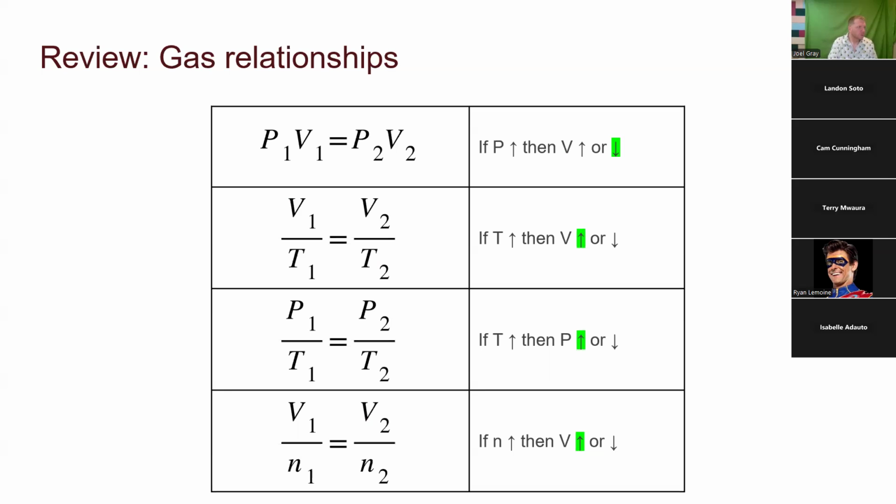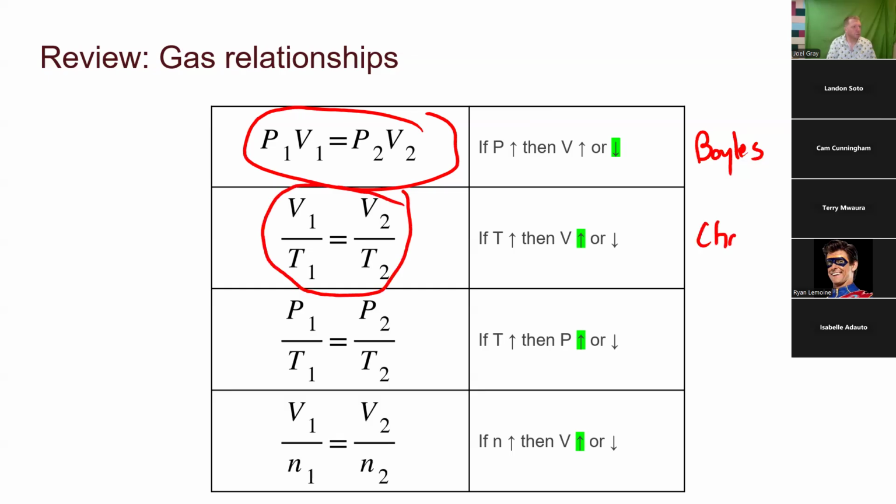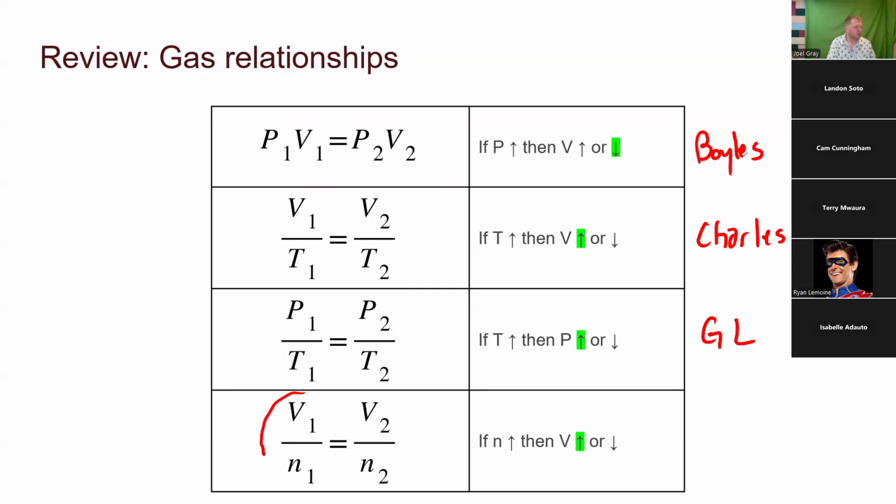For starters, I've got all of the results highlighted. What I think would be helpful is if you saw this sort of table and thought, oh, I know that. My relationship, this equation right here, Boyle's. My relationship right here, Charles. My relationship here, GL or Gay-Lussac. And then last but not least, I'm going to stop with the circling.